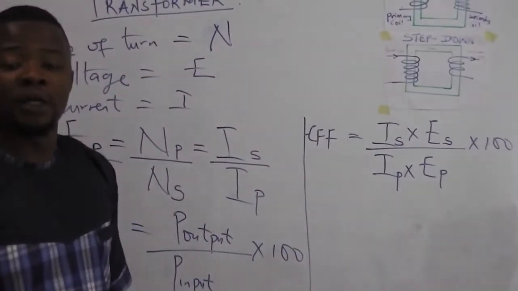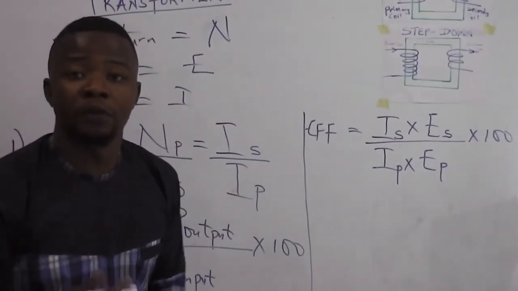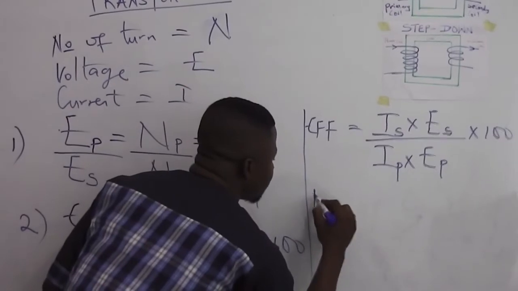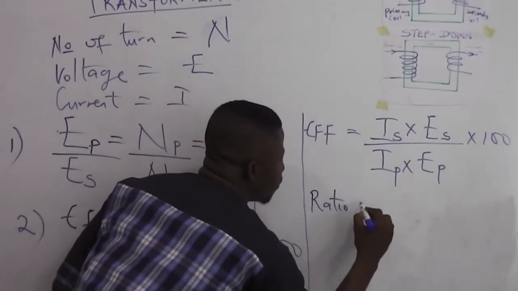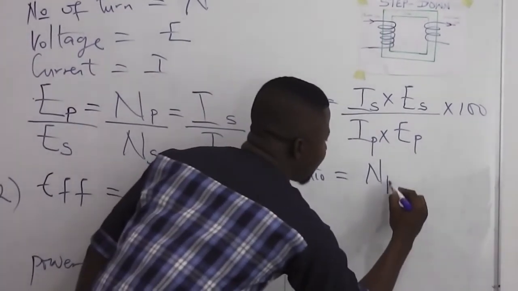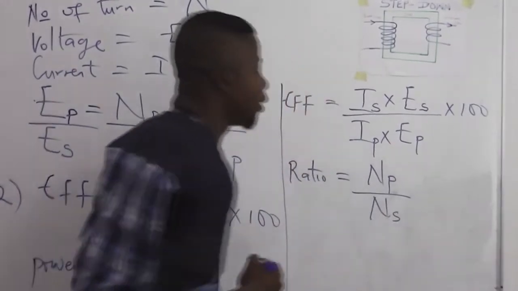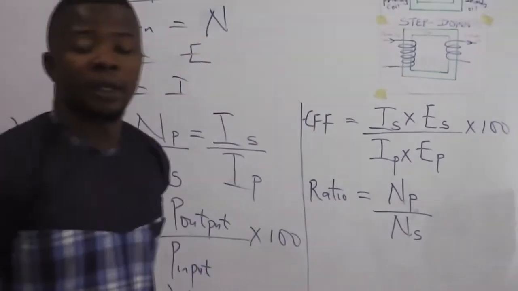The transformer ratio. The ratio, which is also called the number of turns. Now, the ratio is equal to what? Number of turns in the primary over number of turns in the secondary. It is called the transformer ratio.